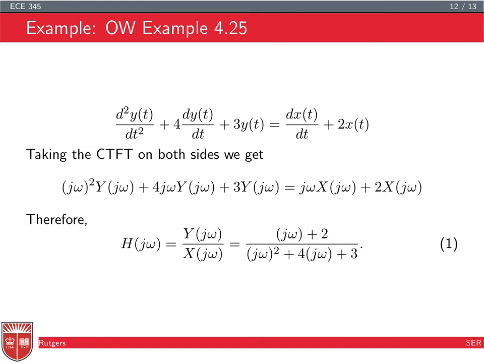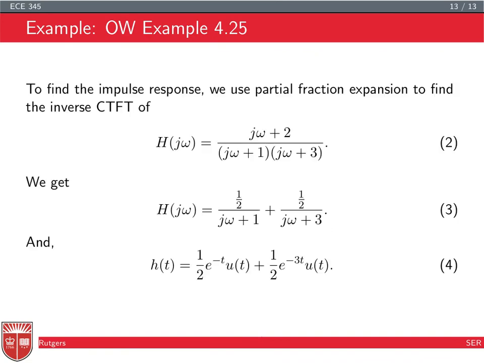Now, when we put everything together, we get the transfer function of the system, which is (j omega plus 2) divided by ((j omega) squared plus 4 j omega plus 3). Now, to find the impulse response, we have to find the inverse CTFT of this formula.